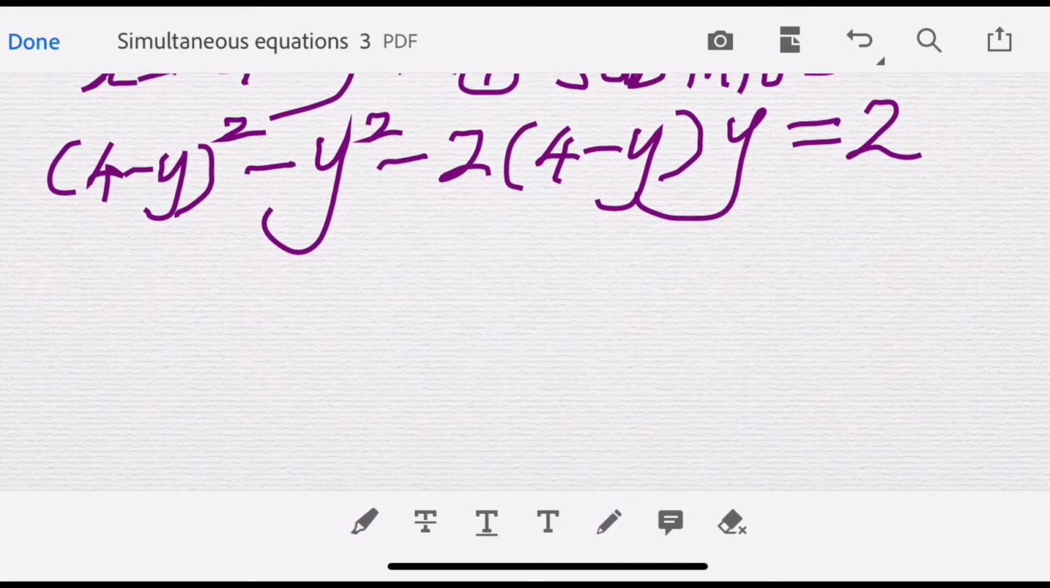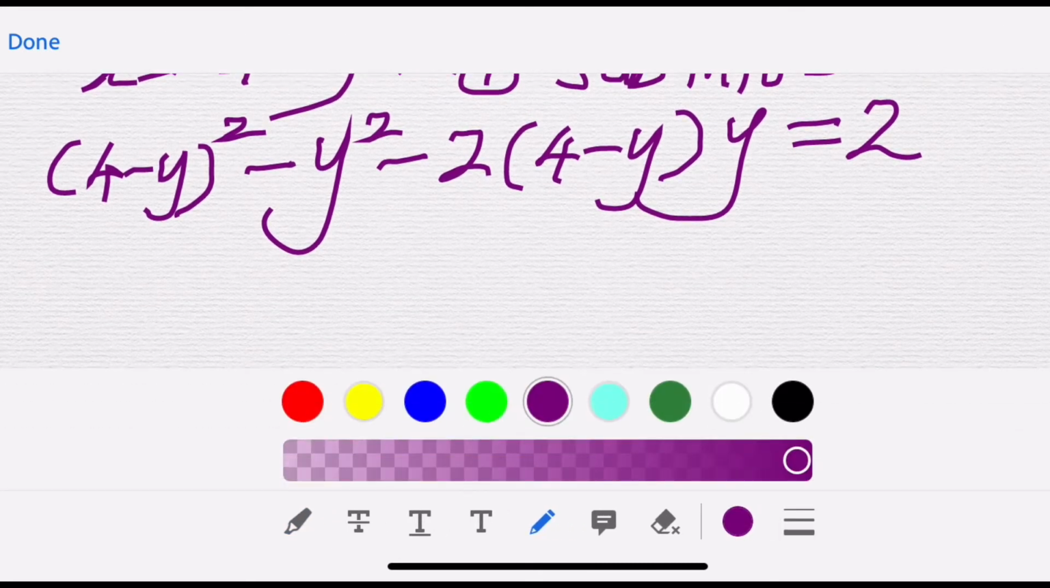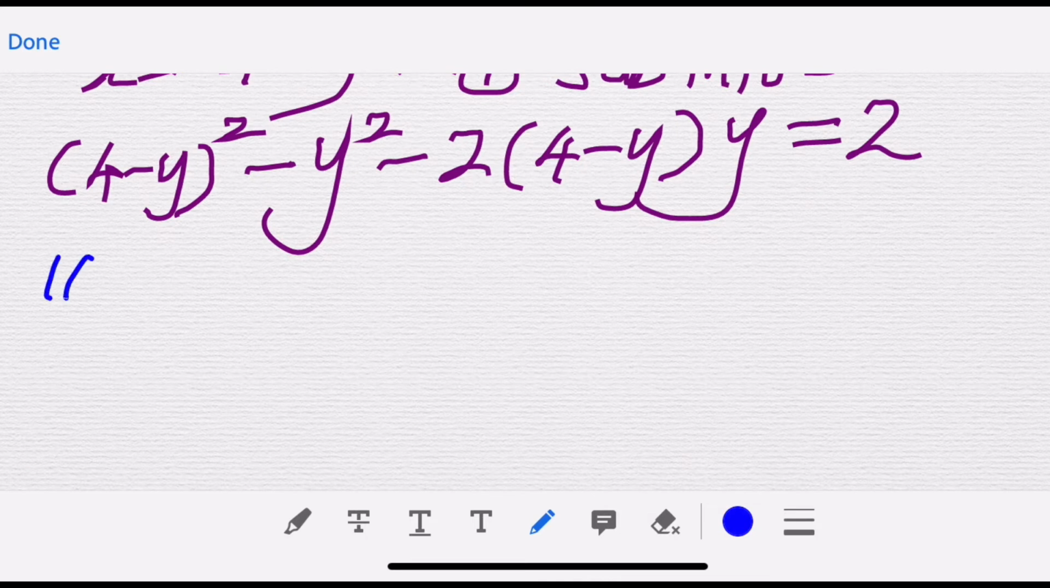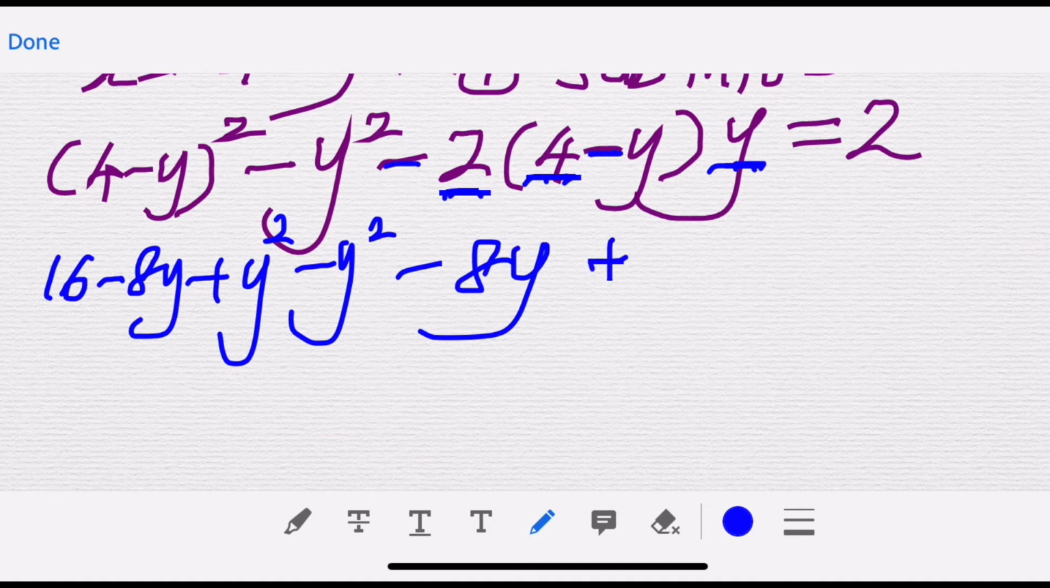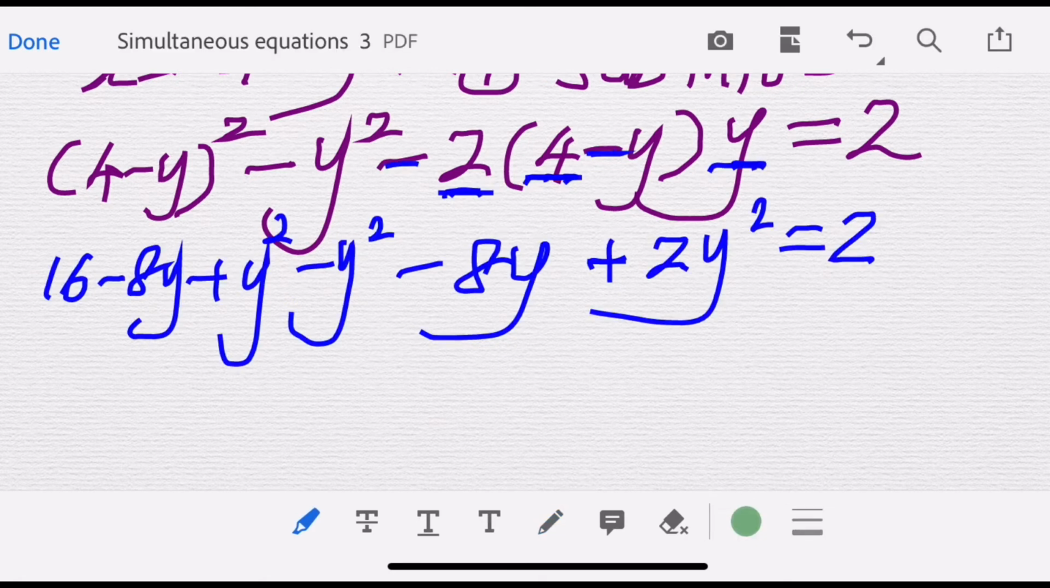Now we have all the unknown are y, one unknown. So 16, minus 8y plus y squared minus y squared. Be careful, this is minus 2 times 4, 8y. 3 terms, minus 2 times 4 minus 8 times y. Minus and minus, be careful. See or not? It become plus. So it become 2 times y squared. Alright?